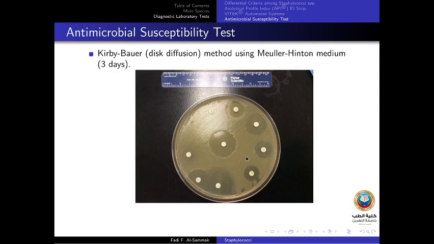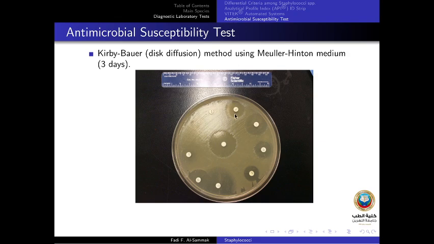This will lead us to the final topic, which is the antimicrobial susceptibility test. So why is it important? Because Staphylococcus aureus is known to be antibiotic resistant, and it can cause a major health problem in causing nosocomial diseases. So the most classical way of detecting antimicrobial susceptibility is by using the Kirby-Bauer or disk diffusion method. In this method, we use a special medium called Mueller-Hinton medium.